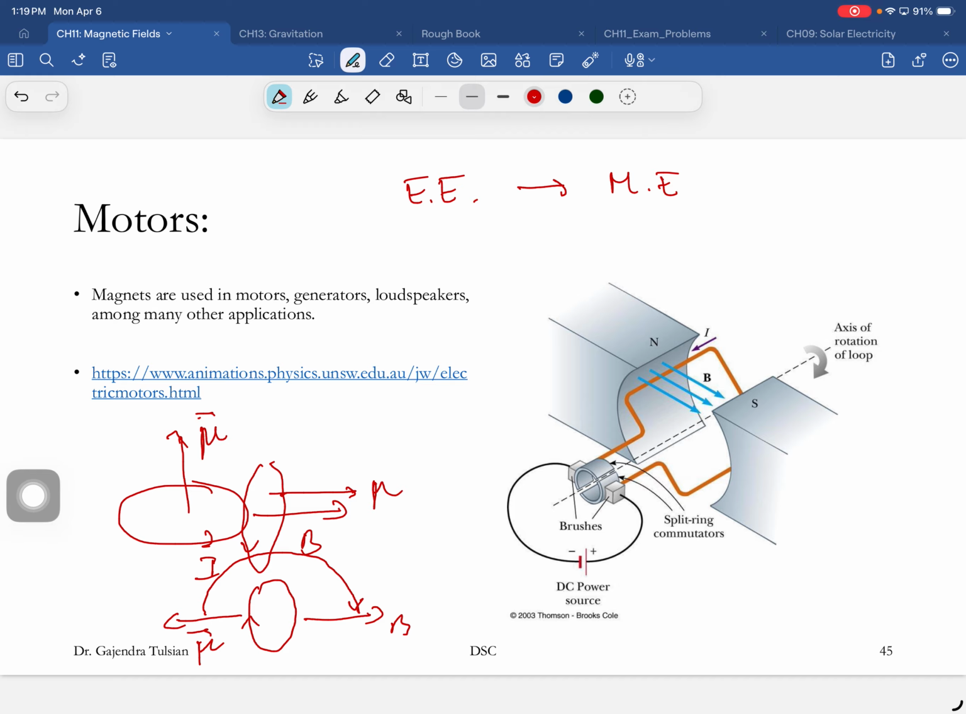So in the electric motor, here's the magnetic field pointing in that direction. Here's the loop of wire carrying a current like that. As soon as it lines up like this, now you flip the current. You keep doing that. So that's how the electric motor converts electrical energy to mechanical energy.